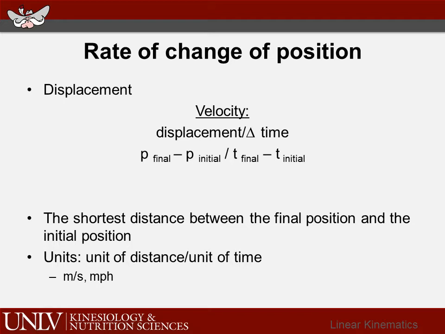Now the units of both speed and velocity are the same. It's the unit of whatever distance measurement you have, displacement or distance, over the unit of time. So common for a biomechanical analysis is meters per second because we like to use the metric system. But one for us here in the States would be like miles per hour in your car. That is a form of rate of change of position that we use.